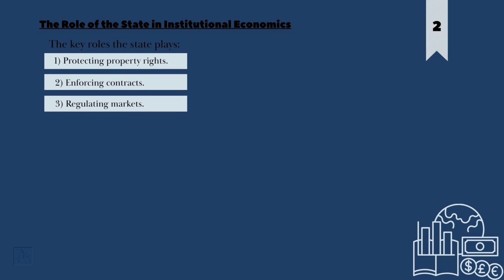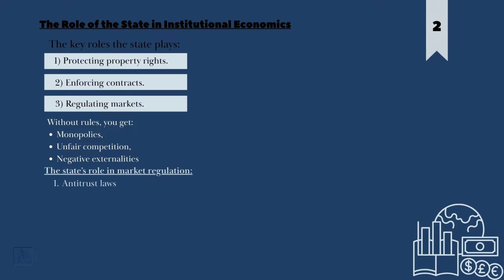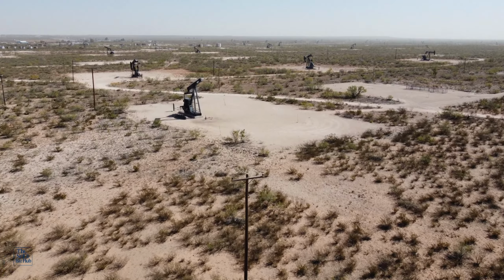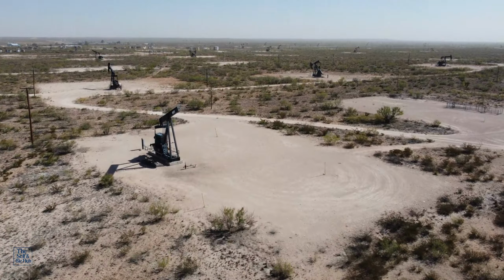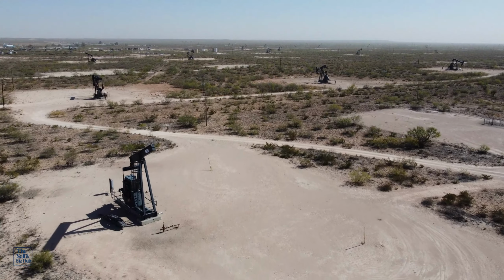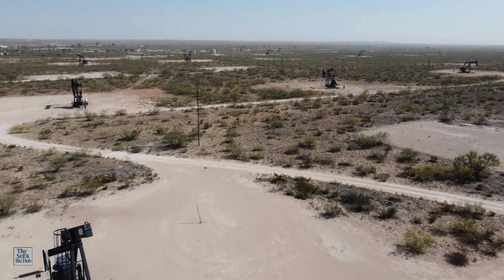Markets don't always work perfectly on their own. Without rules, you get monopolies, unfair competition, negative externalities, when a company makes profit but pushes the costs, like pollution, onto society. The state's role in market regulation, antitrust laws. In 1911, the U.S. Supreme Court broke up Standard Oil into 34 companies because it controlled 90% of the market. That move reopened competition.